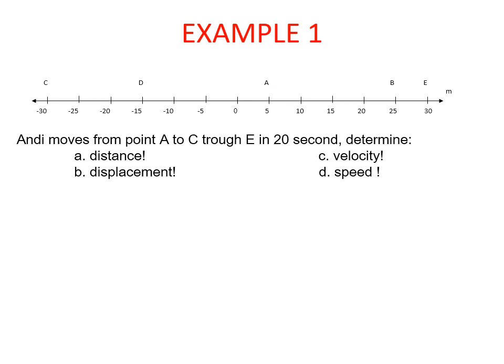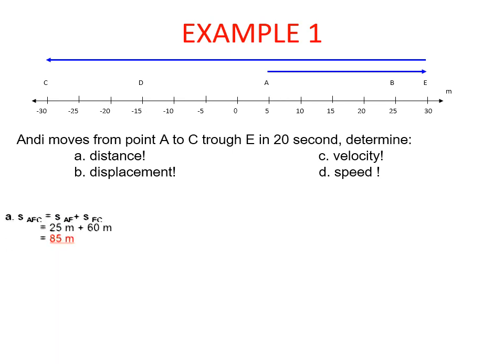The distance is shown by the blue arrow. In here, we can say that S AEC equals S A to E plus S E to C. So we can say that S AEC equals S AE plus S EC equals 25 meters plus 60 meters equals 85 meters.